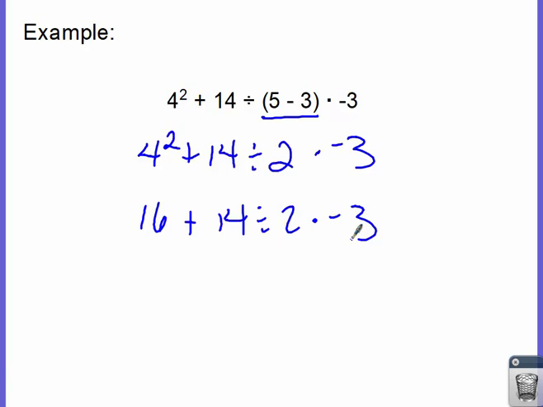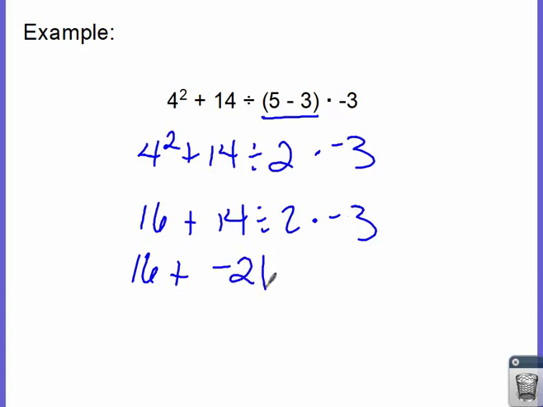So next, after doing the parentheses and dealing with the exponents, now we're going to deal with multiply, divide. What we've got to remember, though, is that we do multiply and divide in the order that they appear in the problem. So that means I'm going to write 16 plus, because I'm not ready to deal with that yet. And then I do the 14 divided by 2, which we know is 7, and I immediately multiply it by the negative 3, which would give me a negative 21.